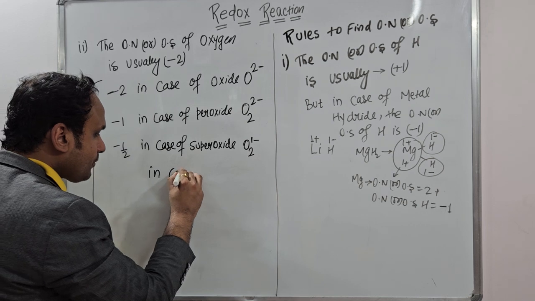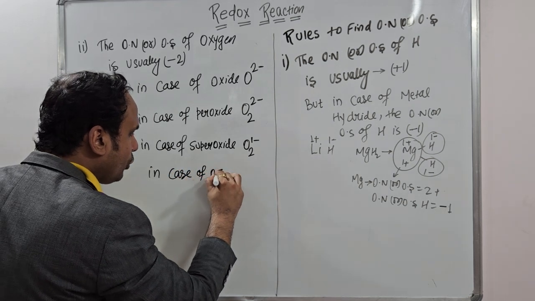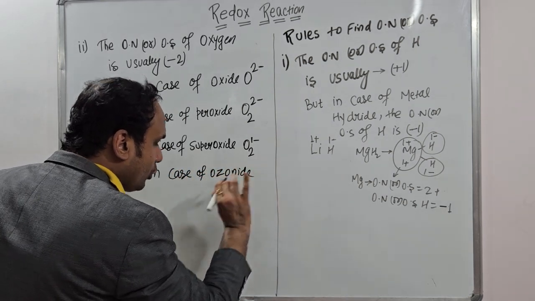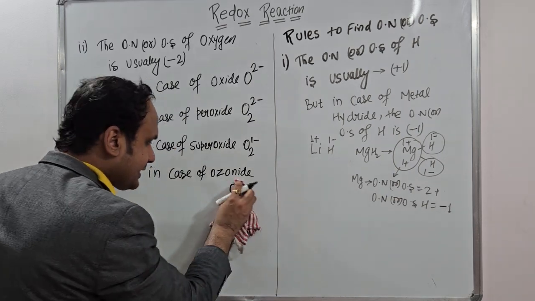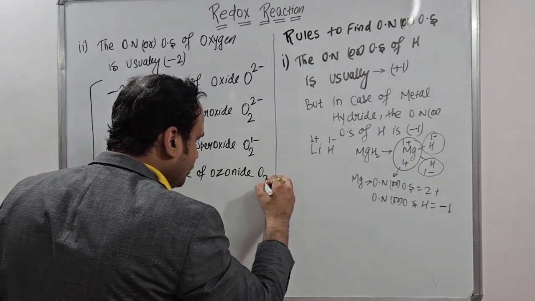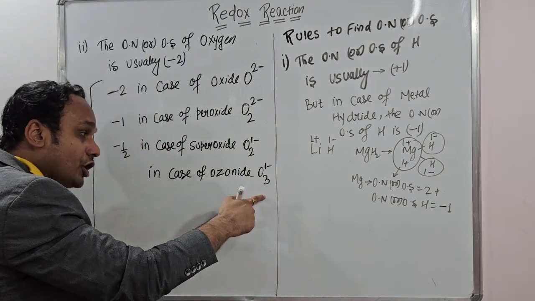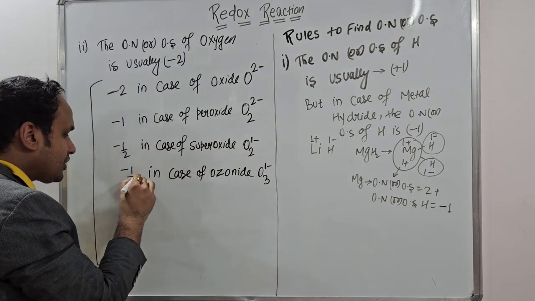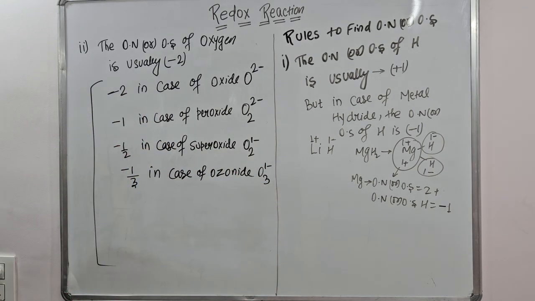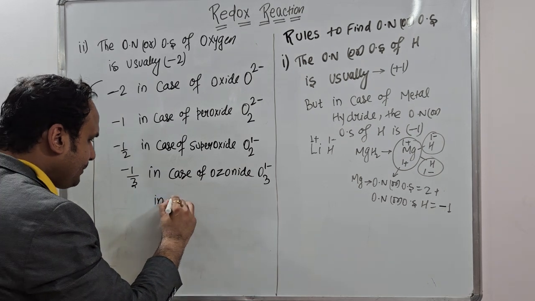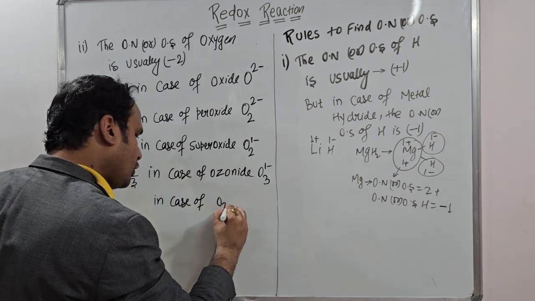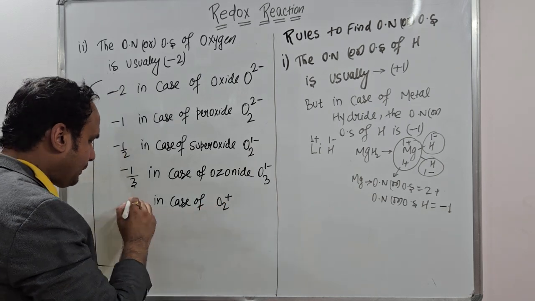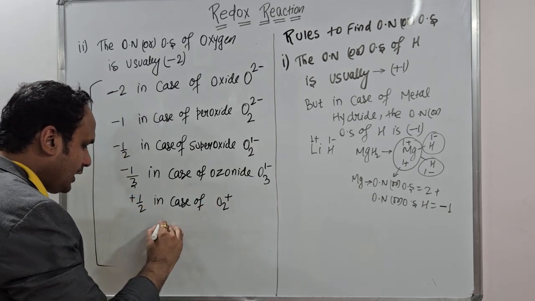In case of ozonide, ozonide is O3 1 minus. So 3 oxygens have 1 minus, then 1 oxygen has -1/3. Then in case of O2 plus, 2 oxygens have 1 plus, so 1 oxygen has +1/2.